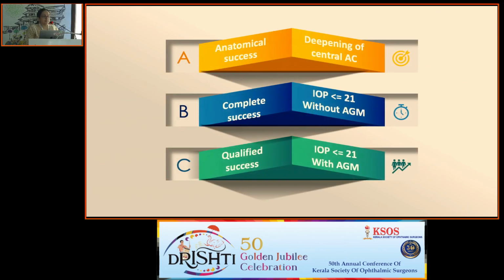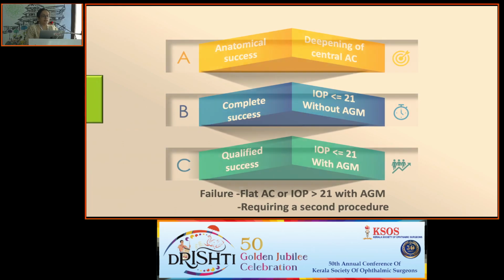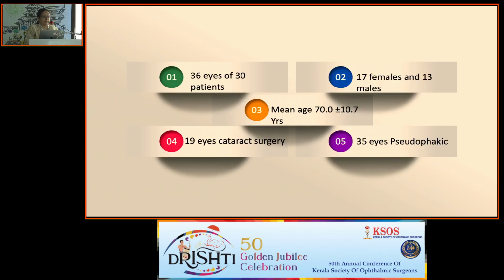So anatomical success was defined as deepening of the central anterior chamber. Complete success is defined as intraocular pressure less than 21 without any anti-glaucoma medication. Qualified success is defined as IOP less than 21 with anti-glaucoma medication. Failure is defined as flat anterior chamber or IOP more than 21 with anti-glaucoma medication or patients requiring a second procedure. Coming to the results, 36 eyes of 30 patients were included.